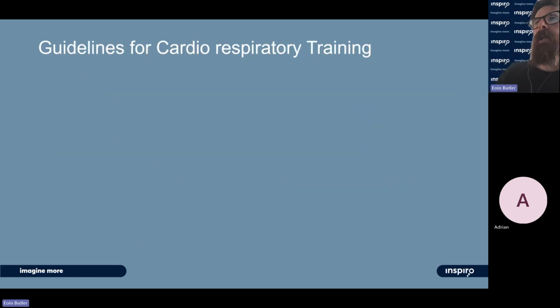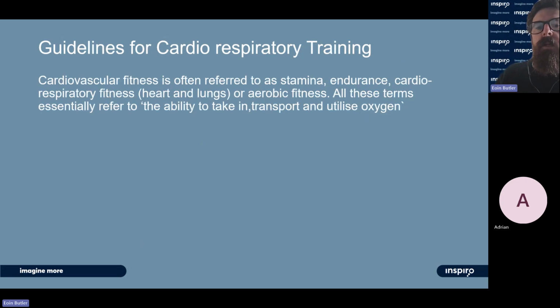So then we're going to look at guidelines for cardiorespiratory training. Cardiovascular fitness is often referred to as stamina, endurance, cardiorespiratory fitness, heart and lungs, or aerobic fitness. All these terms essentially refer to the ability to take in, transport, and utilize oxygen. So what we're looking to do is to increase our VO2 max. So V standing for volume, O2 oxygen. So the maximum amount of oxygen that we can take in each breath.